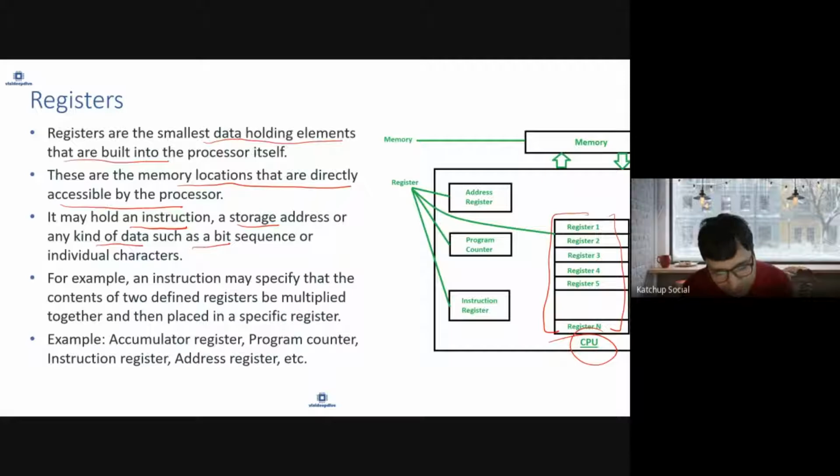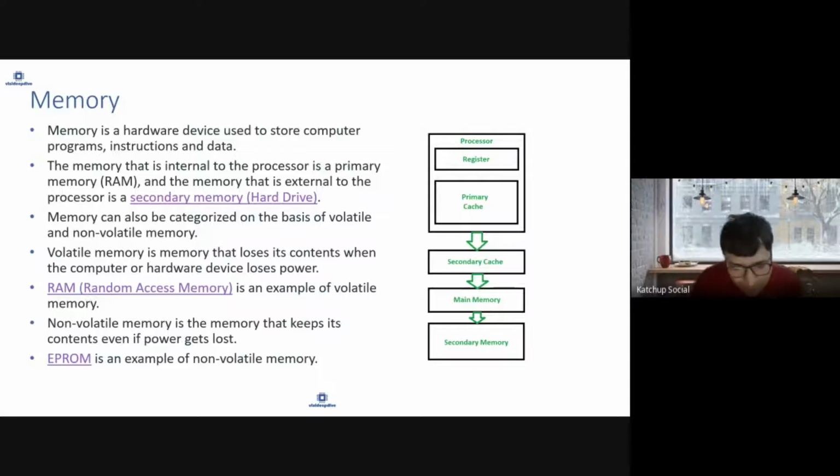Some examples of that are the program counter, which basically reads what is the next instruction to be read, and the instruction register. You can have address registers, you can have an accumulate register. Let's say you're doing some multiplication and you want to save some data at the output, you can have a multiplication register. So the register is one kind of memory element. Okay. Then the other kind of memory element is known as memory. Now, memory is a hardware device used to store computer programs, instructions, and data.